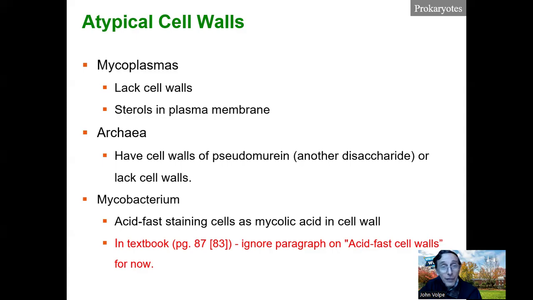All right, the third atypical prokaryotic cell with an atypical cell wall is the mycobacterium. The mycobacterium is a bacteria, meaning domain bacteria, but it's a little different. It is a gram-positive cell, but it's a little different because it has acid-fast staining from all of the mycolic acid in the cell wall.